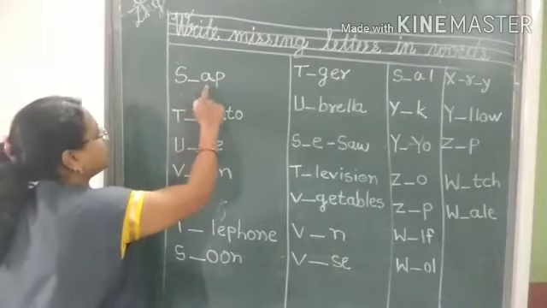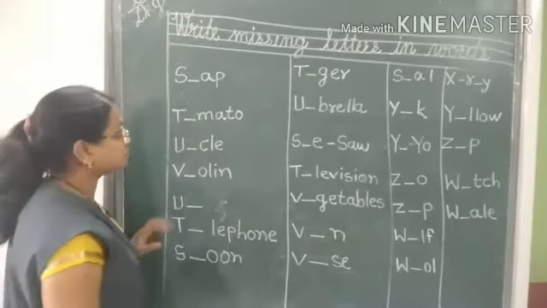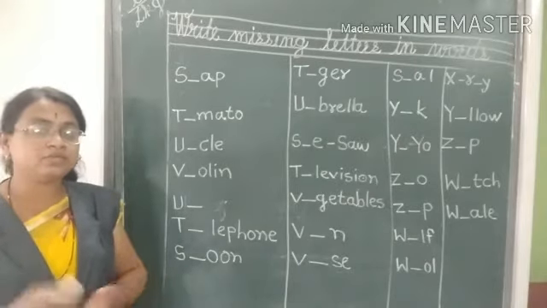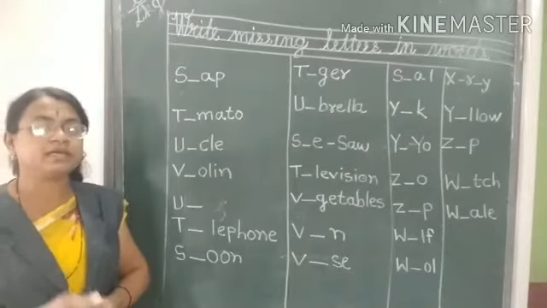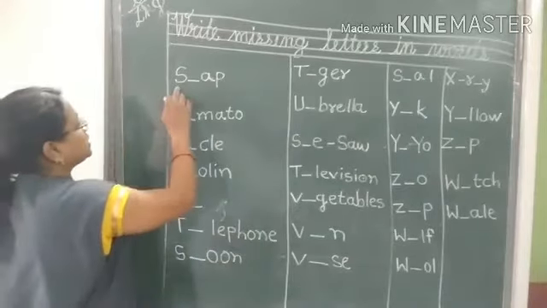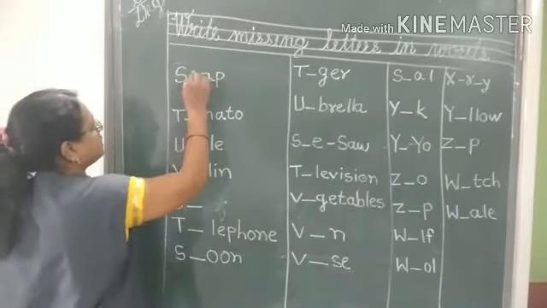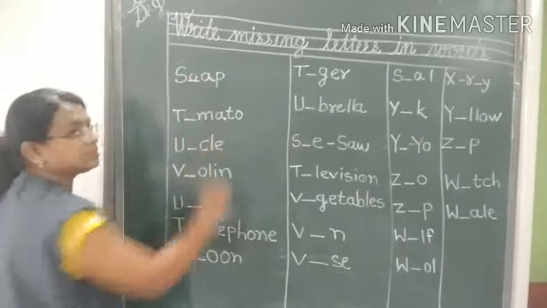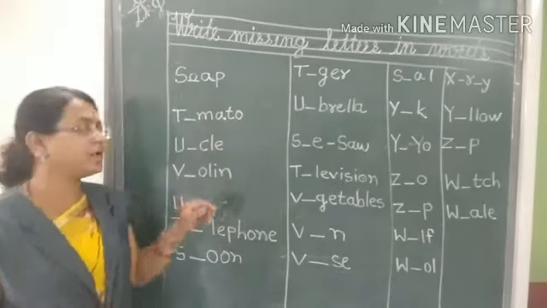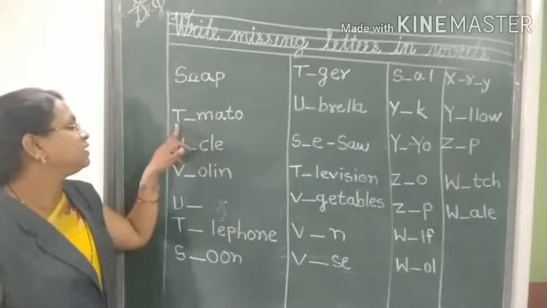S dash A P. The spelling is soap spelling. So, tell me the soap spelling. S O A P. So, which letter is missing here in soap spelling? S O A P. O letter is missing. Okay.